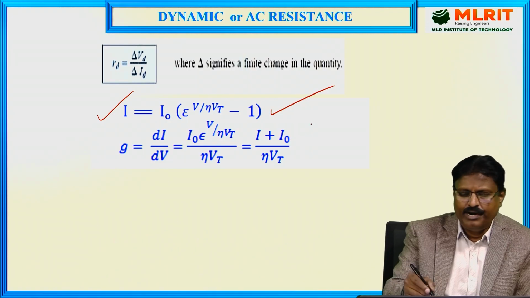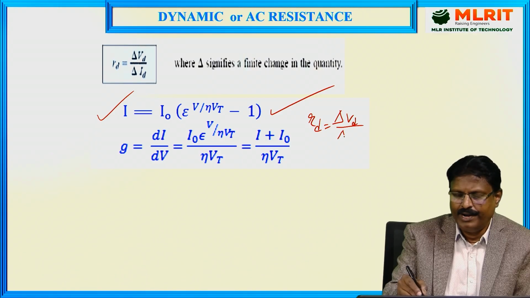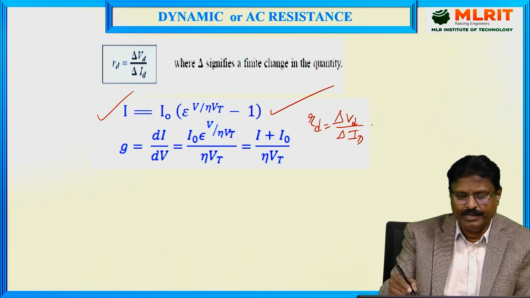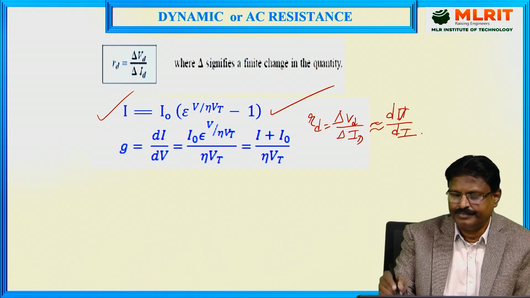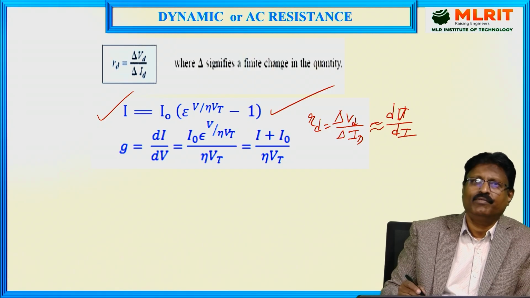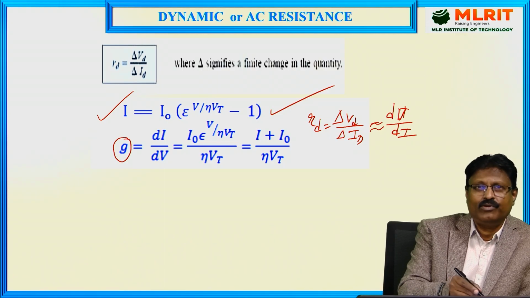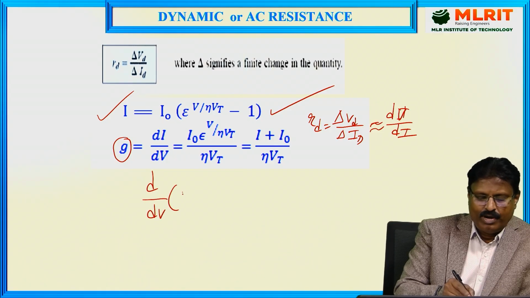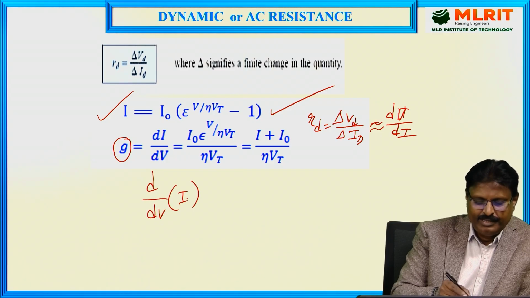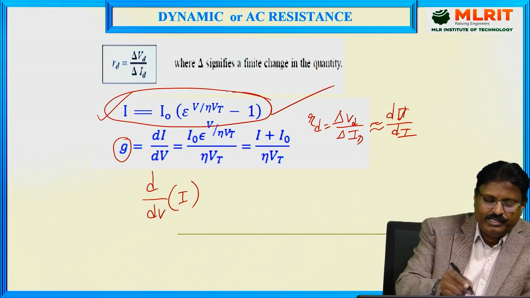So you know rd is equal to delta VD by delta ID. This can be approximately written as dV by dI, which gives the value of AC resistance. Here I am taking a parameter G, which is equal to dI by dV. I am differentiating I with respect to V. I know the diode equation like this.